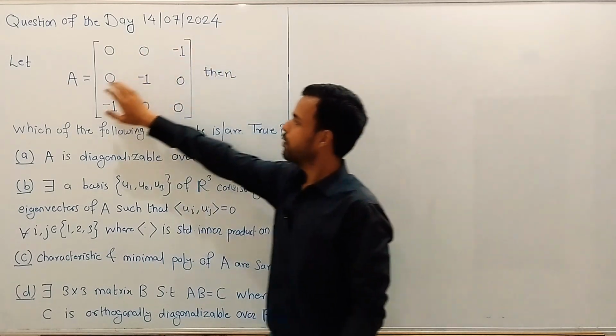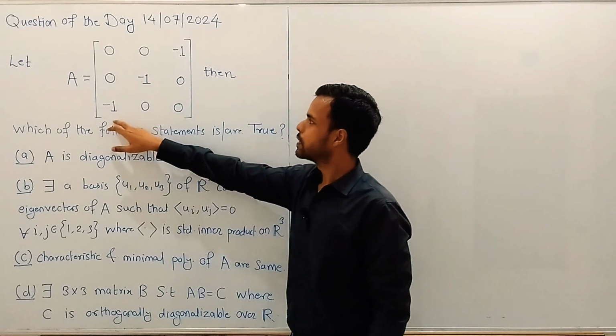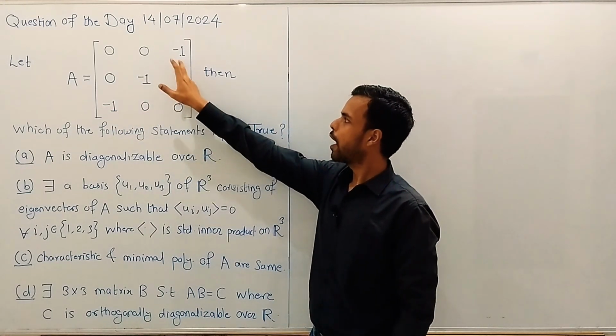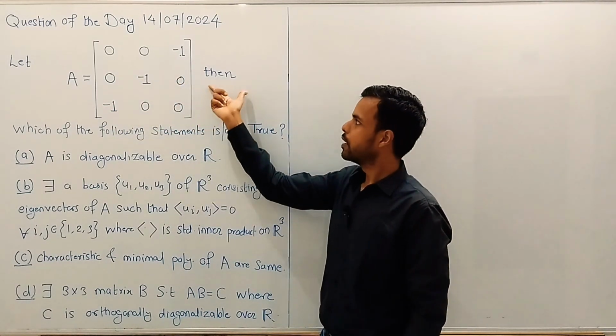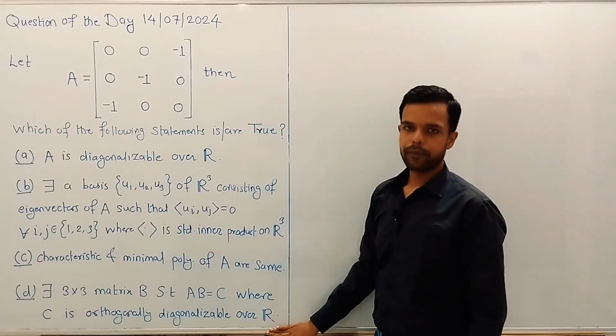The question is, we are given a 3 by 3 matrix A with column vectors (0, 0, -1), (0, -1, 0) and (-1, 0, 0). Then we have to determine which of these given statements are true.